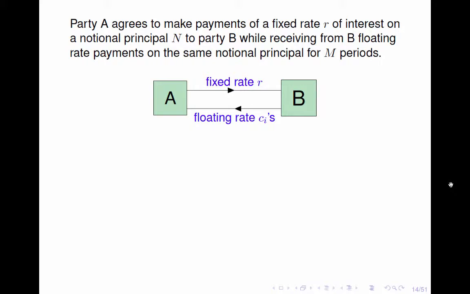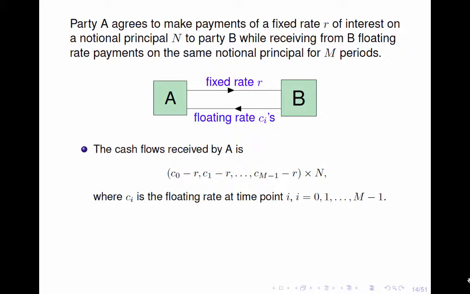Now let's go further into the details of how an interest rate swap works. Suppose party A agrees to make payments of a fixed rate R on the notional principal N to party B, while receiving from B floating rate payments on the same notional principal, for a total of N periods. Let Ci denote the floating rate at time point i, for i from 0 to N-1. Then the cash flow received by A can be expressed as follows.